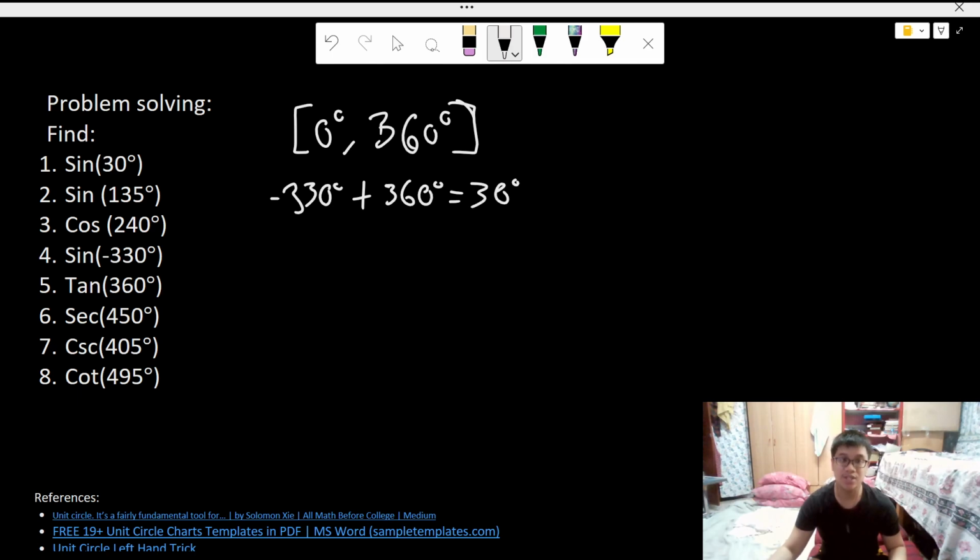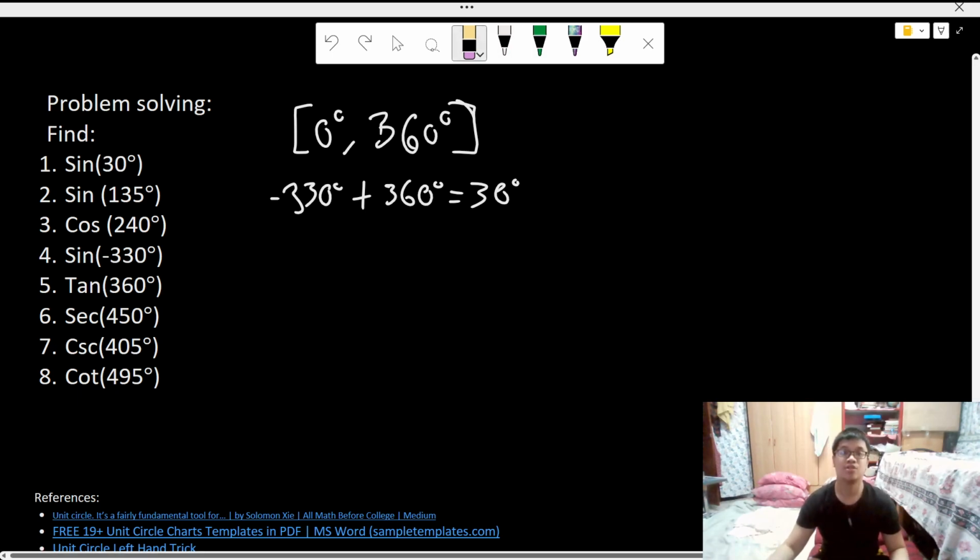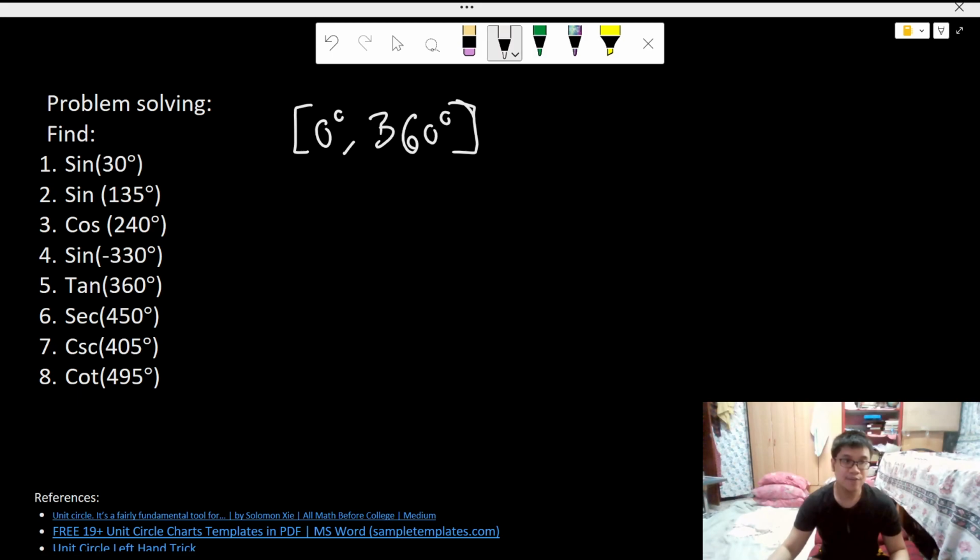So it's 30 degrees. Is it within this interval? The answer is yes, because it is between 0 degrees and 360 degrees. Because of that, we can say that sine of negative 330 degrees is just the same as sine 30 degrees. And what is sine 30 degrees? I already told you it's 1 half. That's it. There we go.